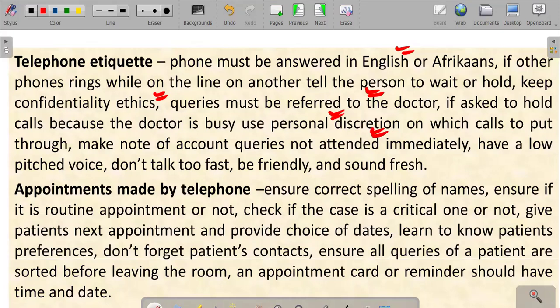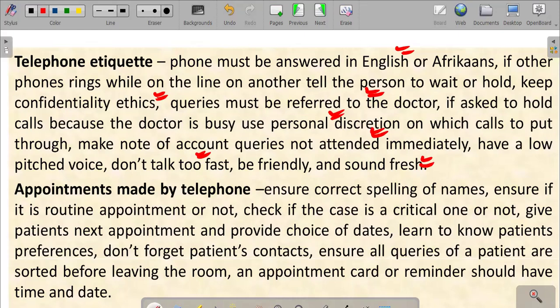If sometimes the lines are overwhelming, it is always important to take note of the information and communications which patients and clients are giving, and also any other relevant stakeholders who might have called through the facility. Have a low voice pitch and don't talk too fast, in order to ensure that communication is understandable. Be always friendly and sound fresh. You can't talk like you are very tired. There are always communication ethics and stamina expected of a medical secretary.